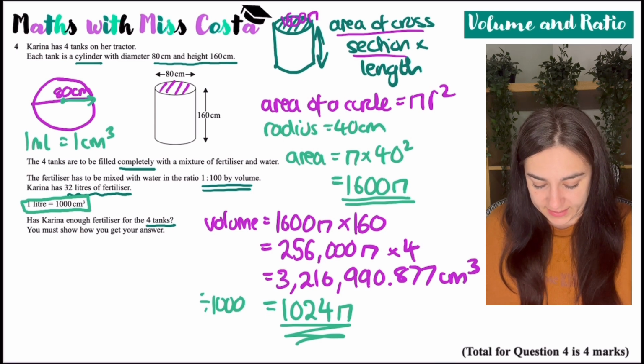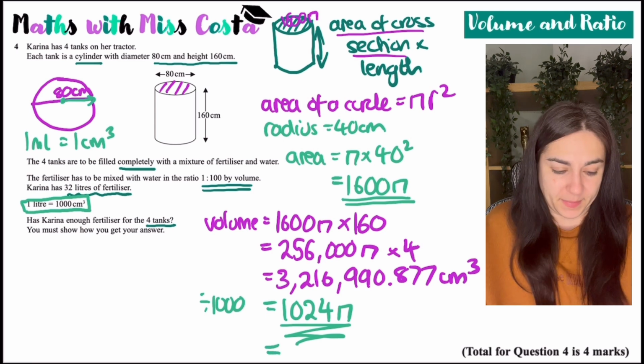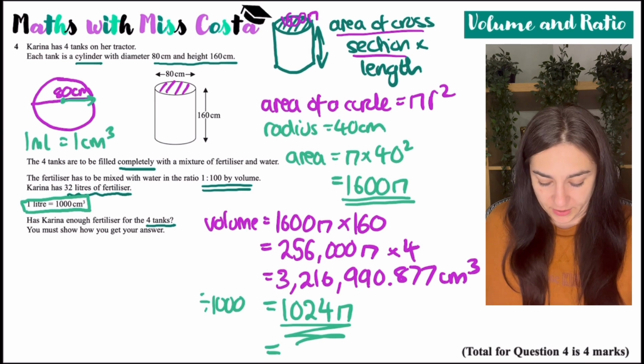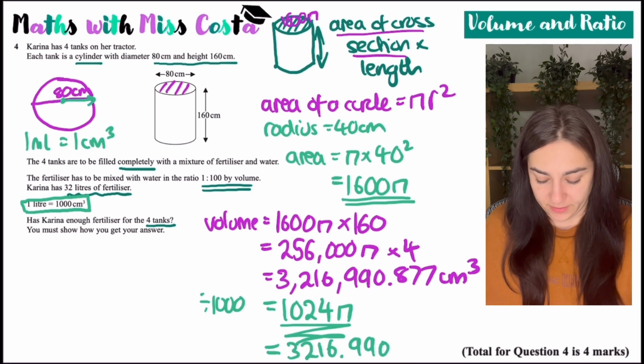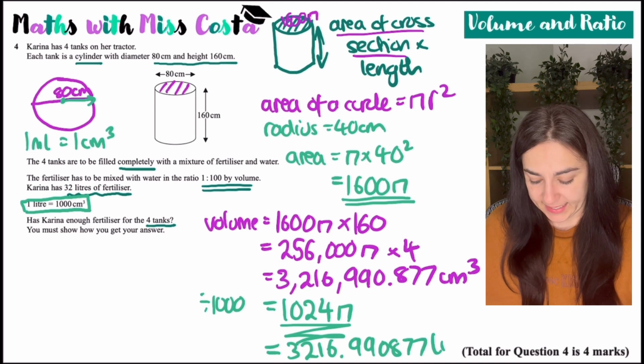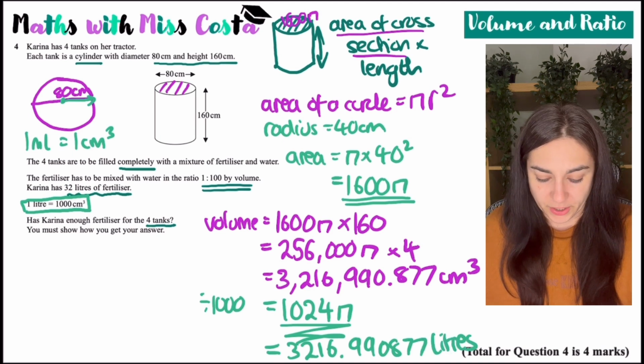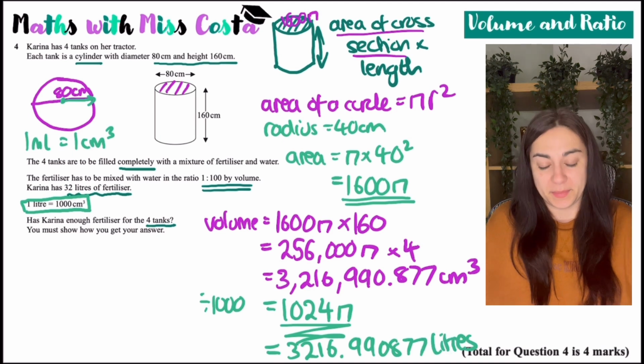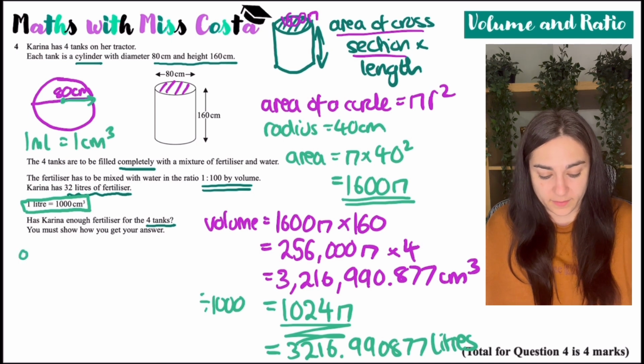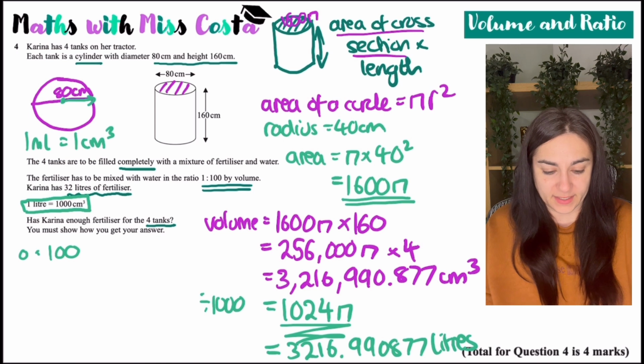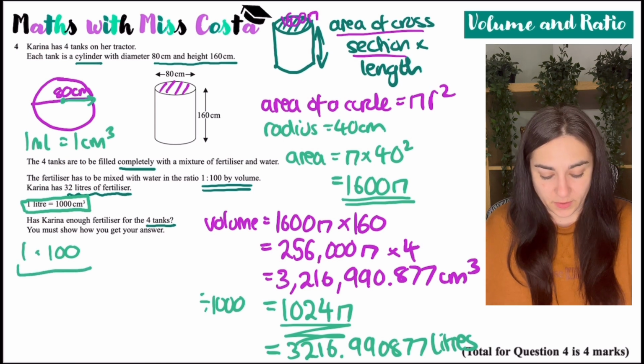I could convert it into decimals if that makes life easier for you. So that would be 3,216.990877 litres. Now I know that the fertiliser has to be mixed with water in the ratio 1 to 100. So 1 part fertiliser to 100 parts of water. So in total, I have 101 parts.